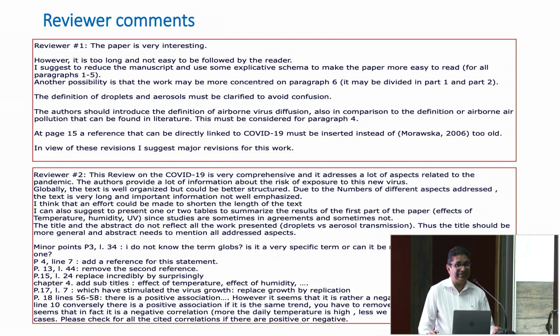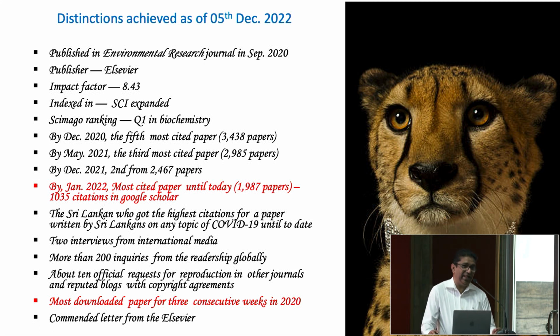That was one of the reasons for my paper being accepted. Not only that, my effort was not in vain. I published in Environmental Research Journal in September 2020, Elsevier, Impact Factor 8.43, SCI index. It's a Q1 paper. Remember, I published in September. By December 2020, it was the 5th most cited paper, out of 3,438. Mine became number 5 within 3 months.